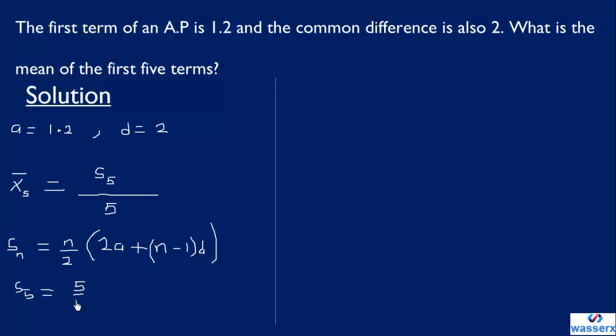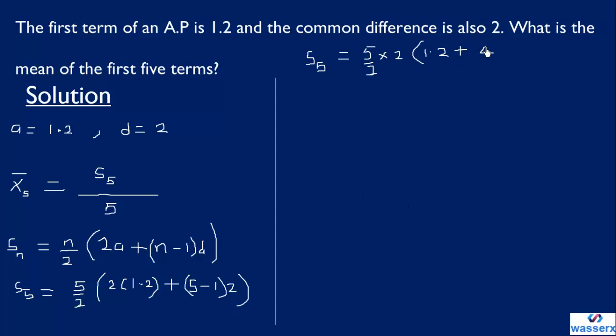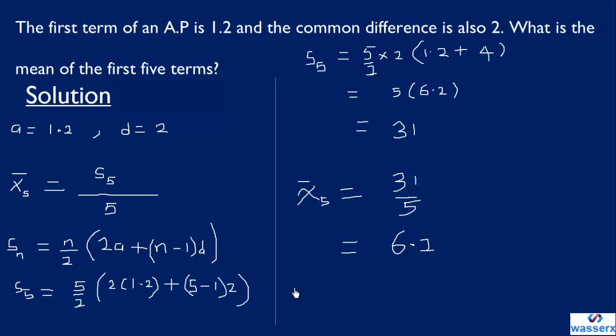S of 5 equal 5 over 2 into 2 times 1.2 plus 5 minus 1 times 2. Now this will give us 5 over 2 into 2 out. Then we have 1.2 plus 4, which is 5 minus 1. Now we simplify this to obtain 5 into 6.2, and that will give us 31. So the mean of the first 5 terms will be equal to 31 divided by 5, and this will give us 6.2.